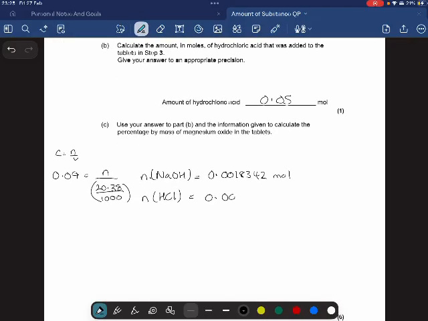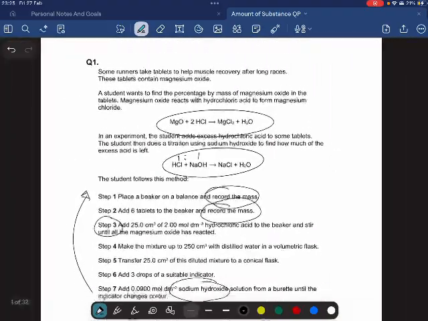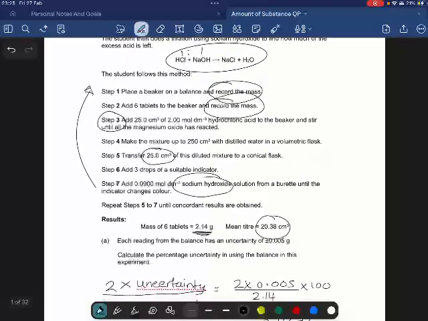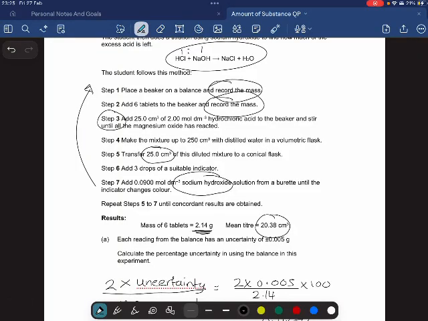So 0.001832 moles, right? Now, here's where a lot of students get mixed up. This is in 25 centimeters cubed of solution. We looked at 25 centimeters cubed of this titration, basically. So remember, in this titration, you have your conical flask and then your burette that you have up here, and then it slowly drips off into the conical flask, right?